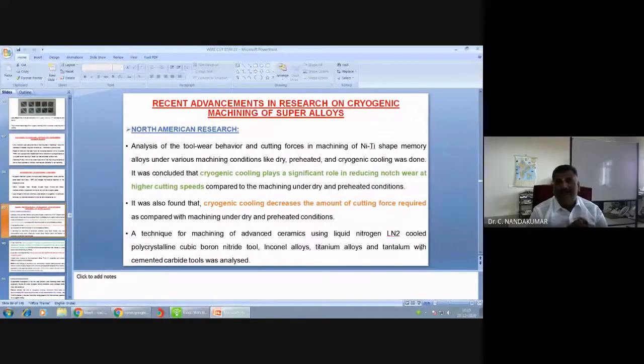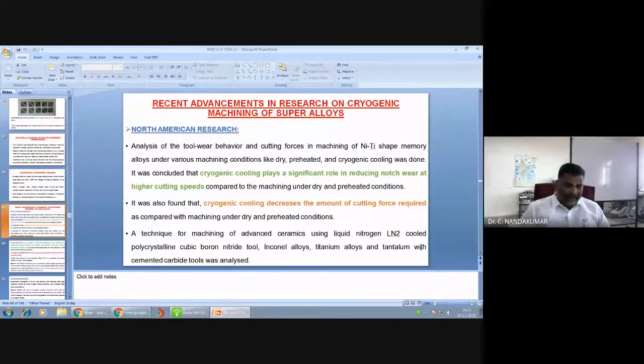Recent advancements in research on cryogenic machining of superalloys: in North America, cryogenics plays a major role. It was found that cryogenic cooling plays a significant role in reducing notch wear at higher cutting speeds. These are various papers from North America on cryogenics, collected after an extensive literature review. It was also found that cryogenic cooling decreases the cutting forces required compared with machining under dry and preheated conditions.